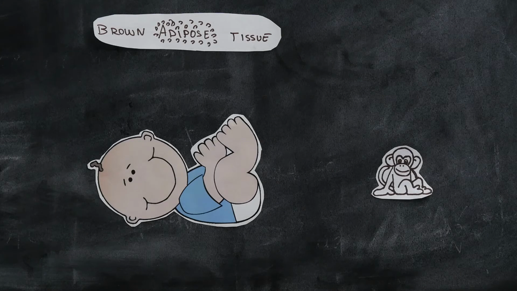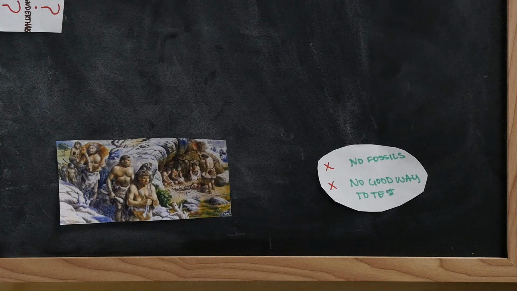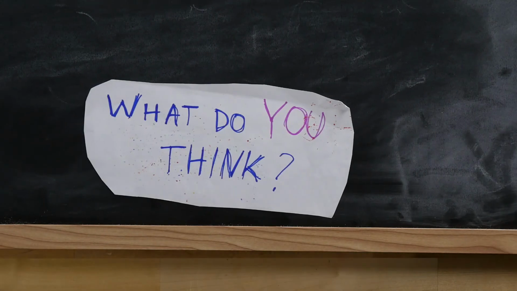Because both monkeys and modern humans have this brown adipose tissue, especially in cold climates, it is a logical conclusion that Neanderthals did too. We have physical evidence from bones that indicate that Neanderthals had shorter limbs and broader torsos. However, soft tissue like brown adipose tissue does not preserve, so instead we have to extrapolate from living species. Is this evidence convincing? What do you think?